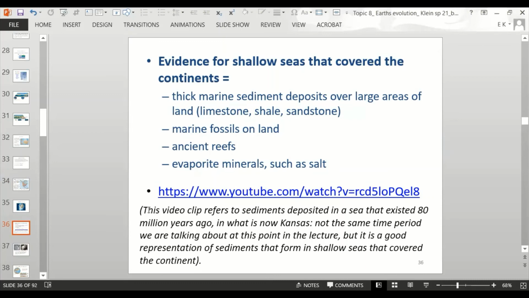Then I have this video clip that refers to sediments deposited in a sea that existed 80 million years ago in what is now Kansas. That's not the same time period that we're talking about at this point, but it is a good representation of sediments that form in a shallow sea that cover continental areas.